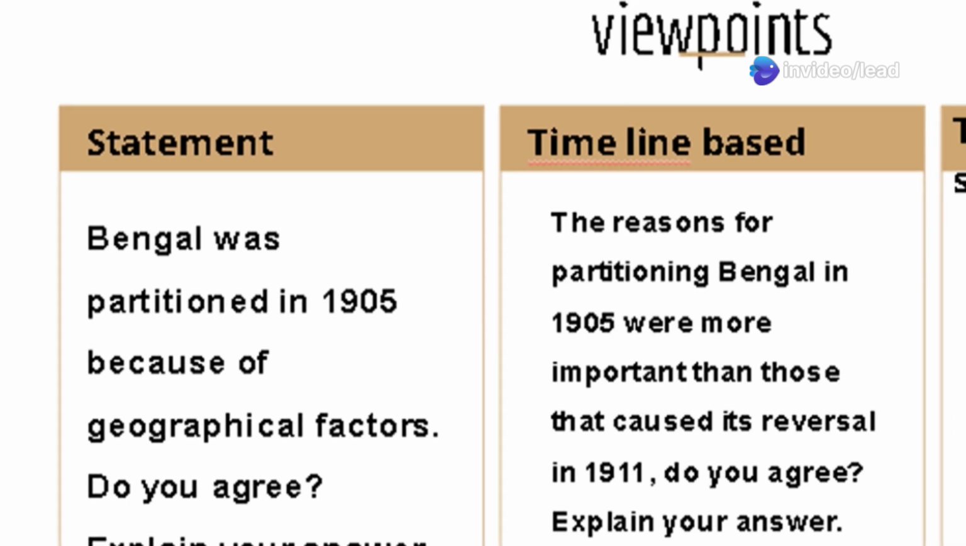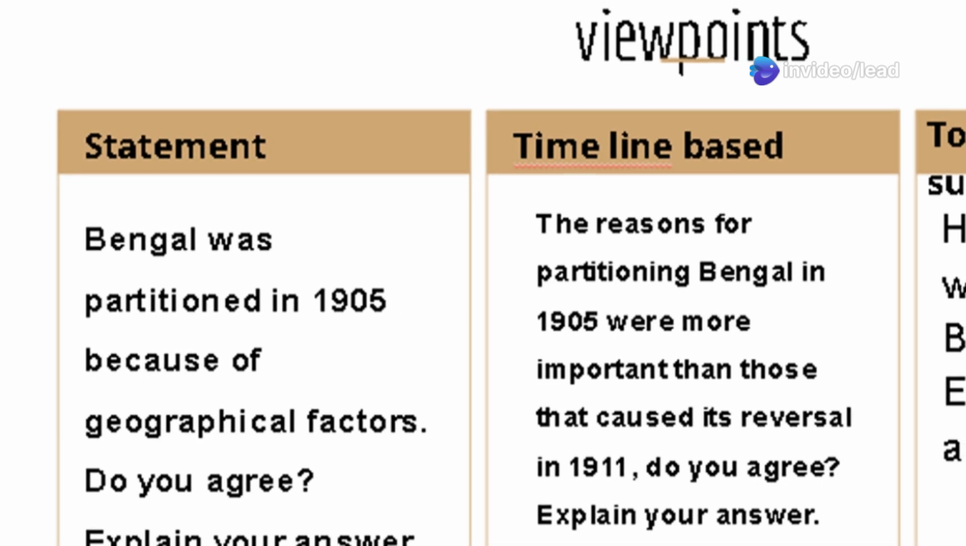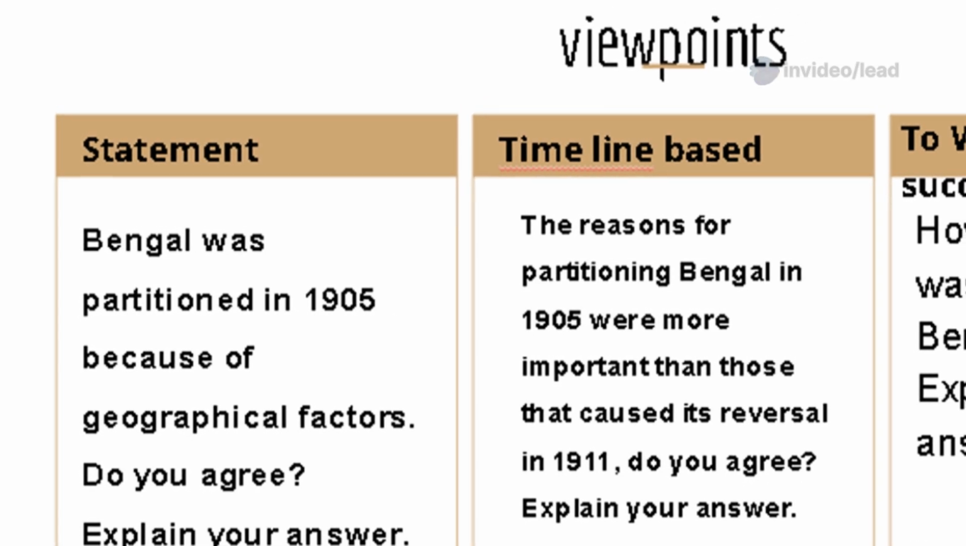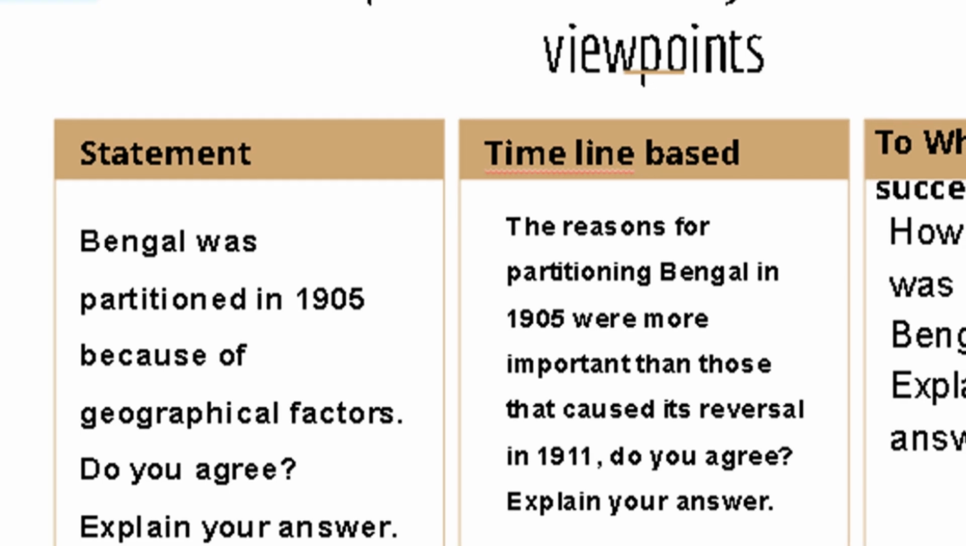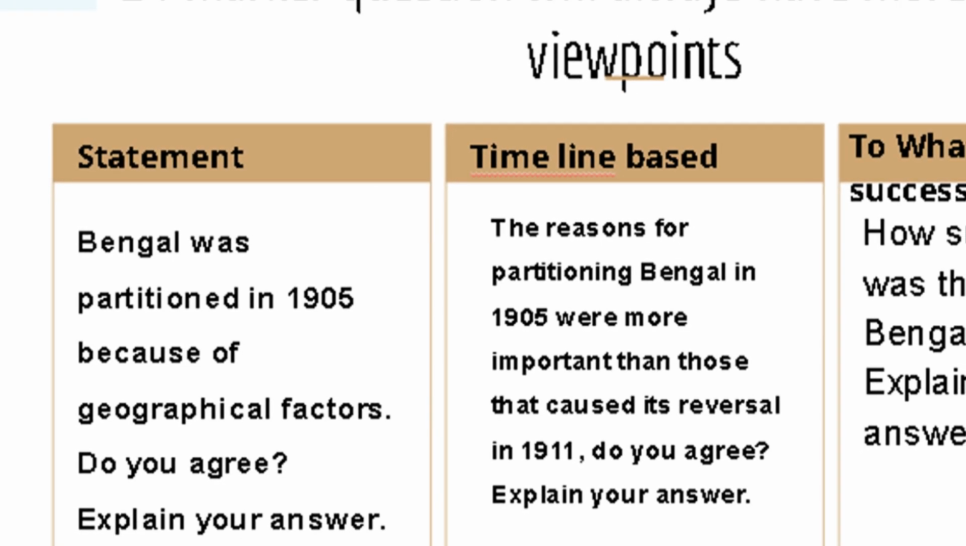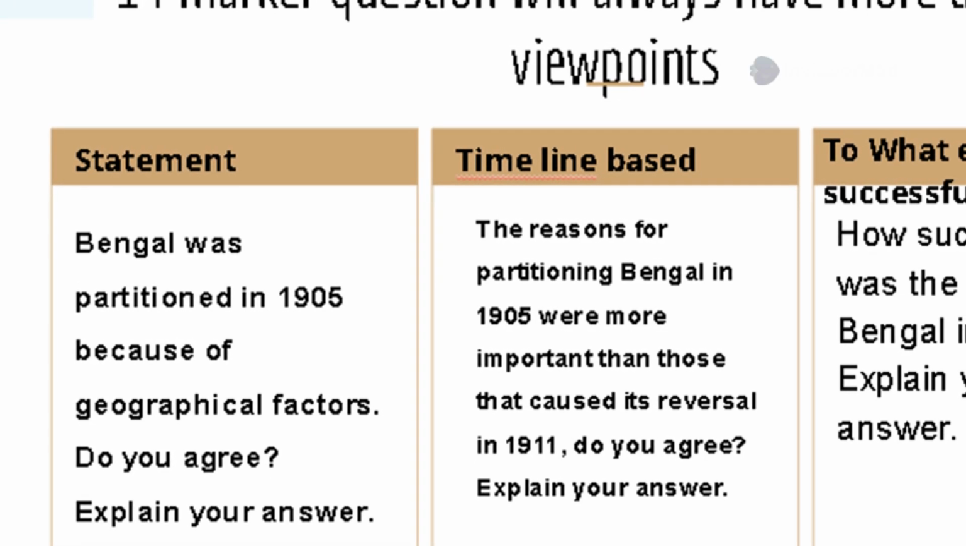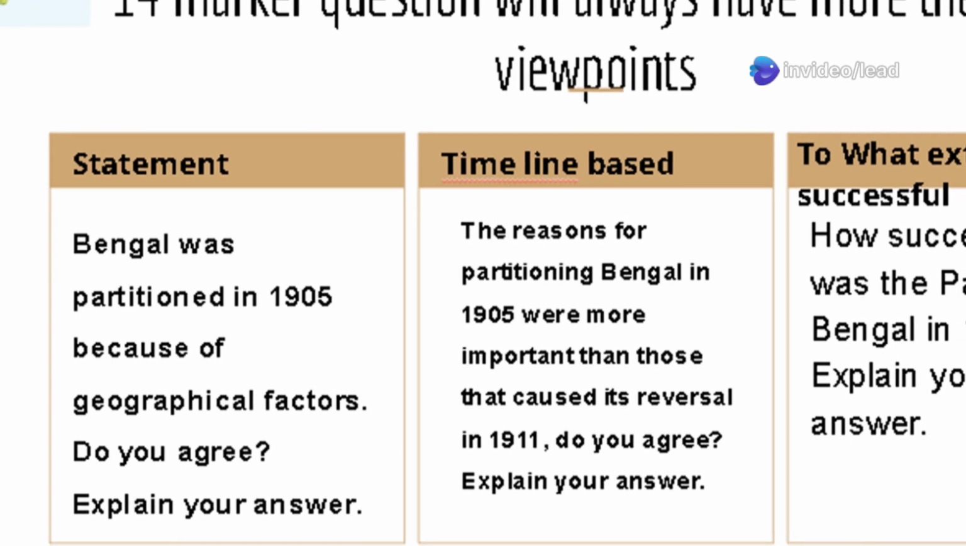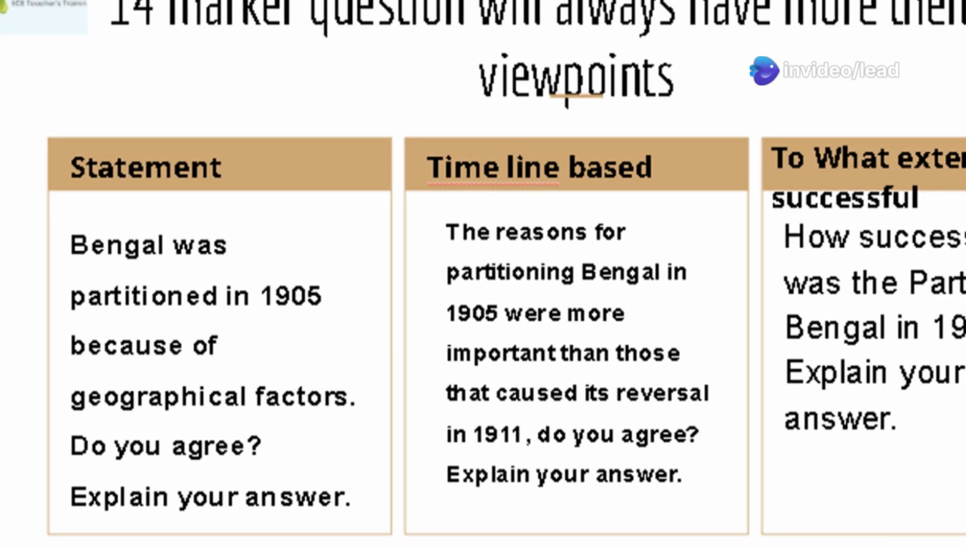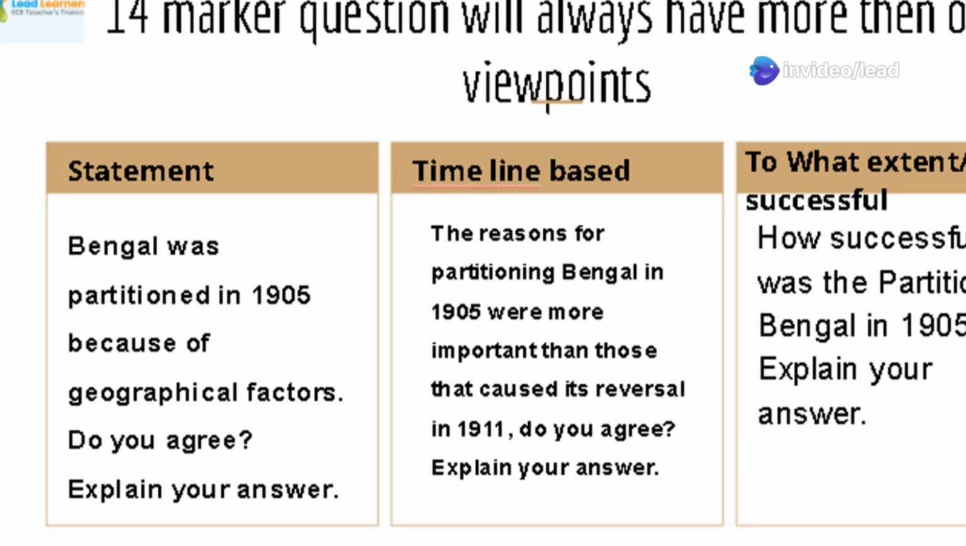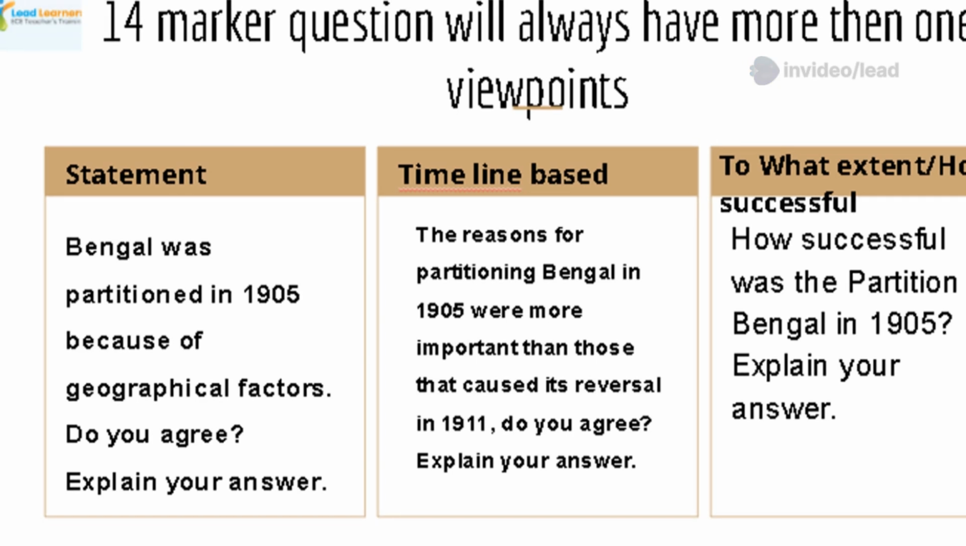For example, it can be a statement. Bengal was partitioned in 1905 because of geographical factors. Do you agree? Explain your answer. Or it can be a timeline-based question, for example, the reasons for partitioning Bengal in 1905 were more important than those that caused its reversal in 1911. Do you agree? Explain your answer.